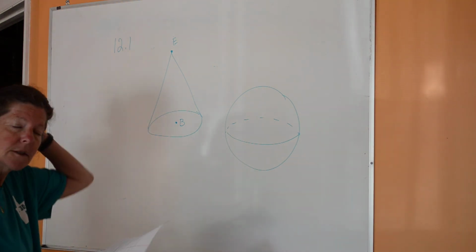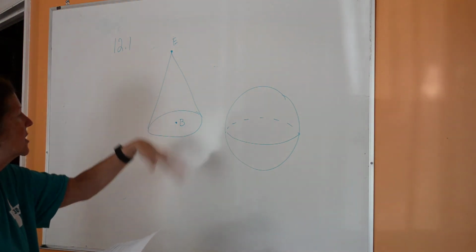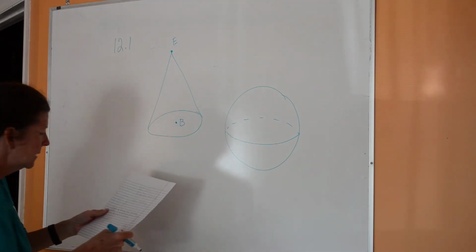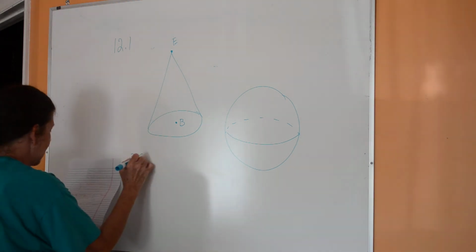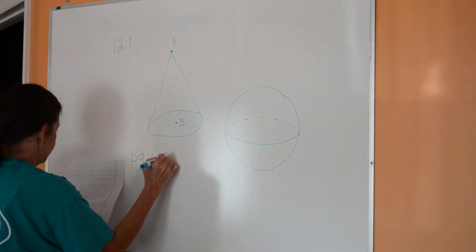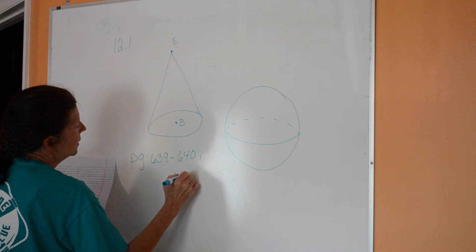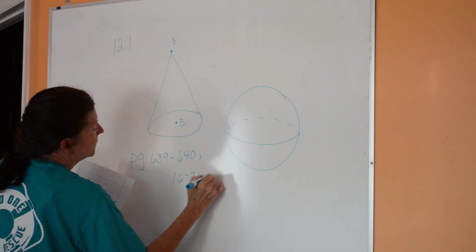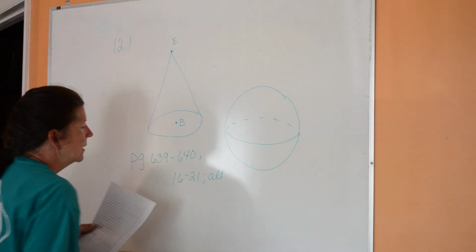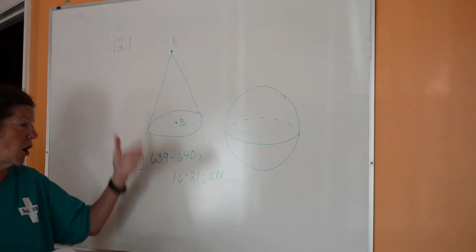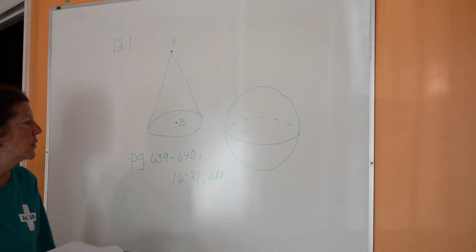This first section is relatively easy. You're just naming these, recognizing these, calling them out, practicing drawing these. So I want you to do page 639 through 640, 16 through 21 all. There's some other stuff prior to this that they talk about, like orthogonal drawings, but we're not going to do the orthogonal drawings.